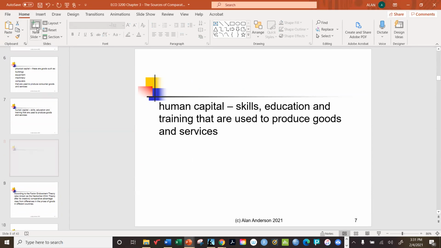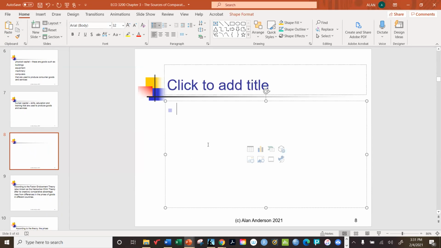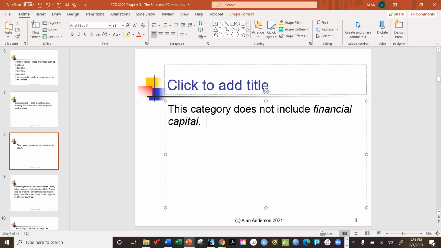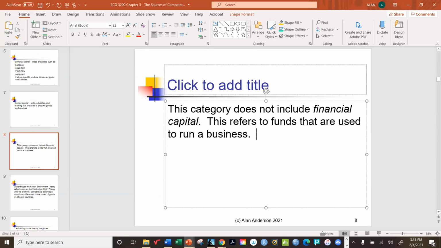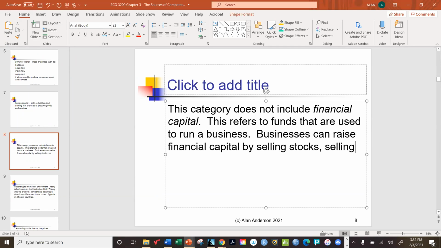So this category does not include financial capital. This refers to funds that are used to run a business. Businesses can raise financial capital by issuing or selling stocks, selling bonds, or borrowing from banks.